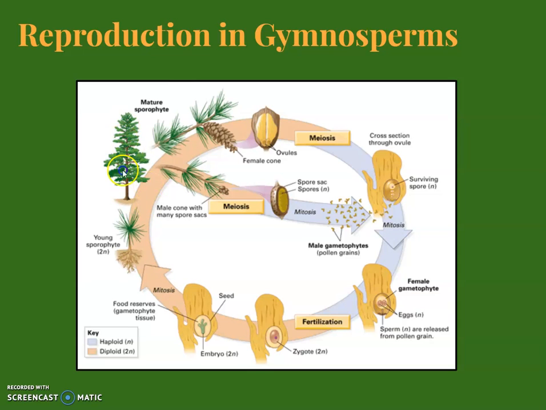We have the mature tree here that has the female cone and the male cone. When they interact with one another, the pollen from the male and the seeds from the female, they're going to create an ovule, or surviving spore, which goes to a gametophyte. The fertilization occurs to create the zygote in the embryo, and then mitosis is going to occur to create the young sporophyte, which is the young tree, and then it'll grow into a mature sporophyte.